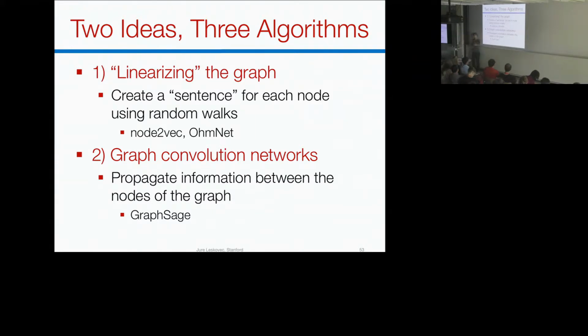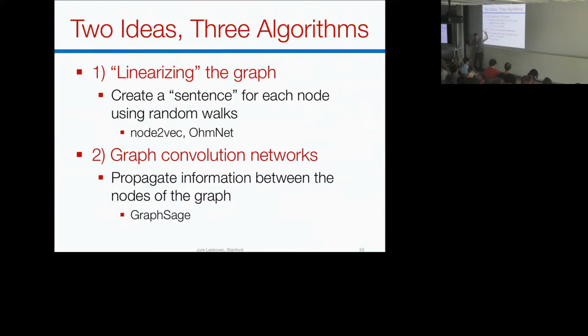And they are different in the following way. So the first will be this idea of how do I take a network and somehow linearize it? How do I take a network and create a sequence out of it so that I can then start building on the methods that have been very successful in the text representation learning part of the literature, right?